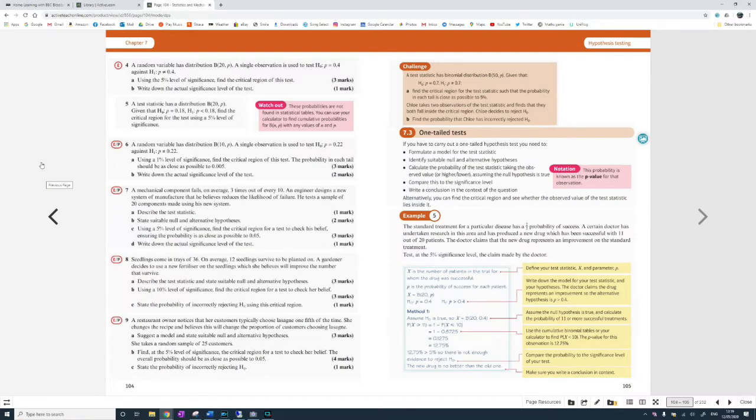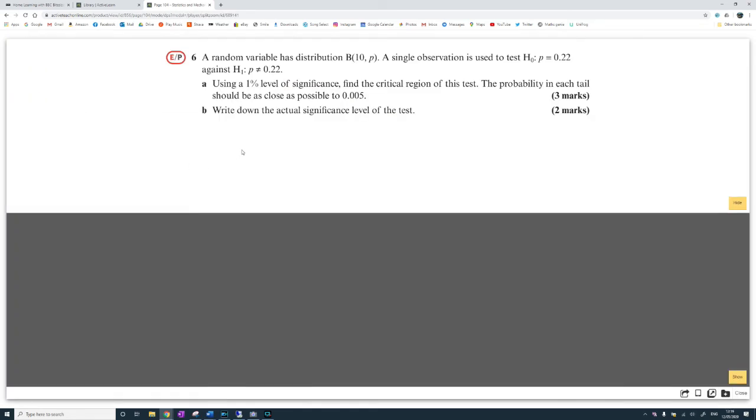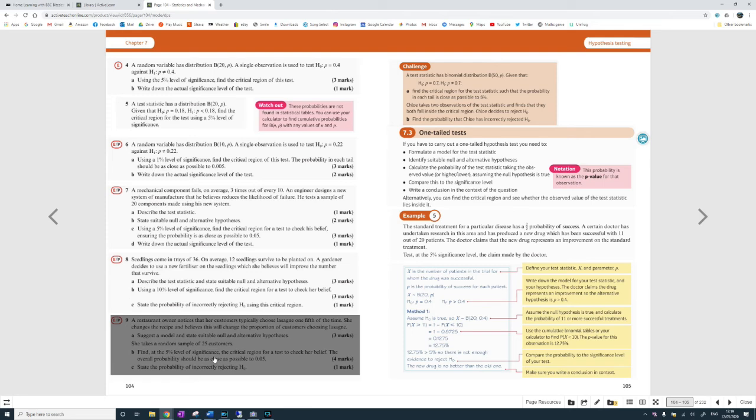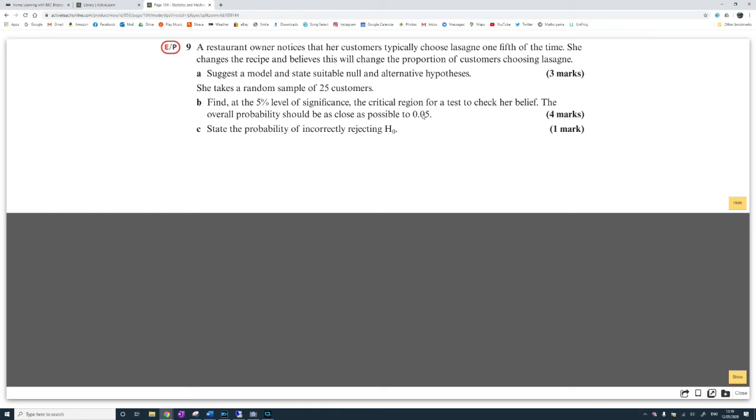So again, a few questions to try on in exercise 7b, page 104. Have a go at question 6 firstly. This again has this rather ambiguous statement about as close as possible. It is the first value that is less than that probability. And question 9 on the same page, again, the same ambiguity, but it is again, it's the first value that gives you a probability of less than that.